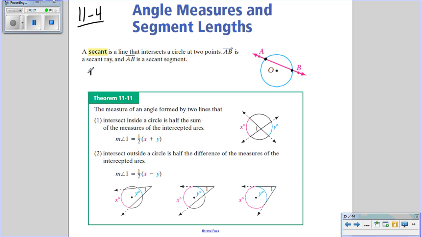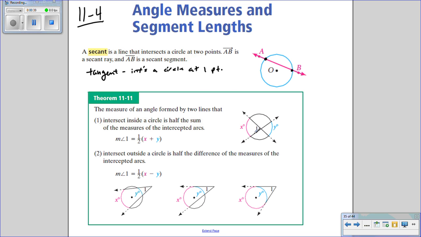Okay, remember a tangent line intersects a circle at one point. Okay, so there's a difference. Now we're going to use the secant lines.